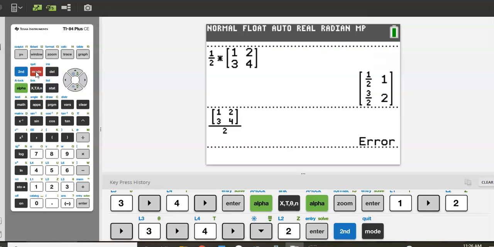I like matrices because the calculator can do a lot of the math for you. It's just kind of getting used to them and knowing what you're actually doing when you're pushing the buttons.